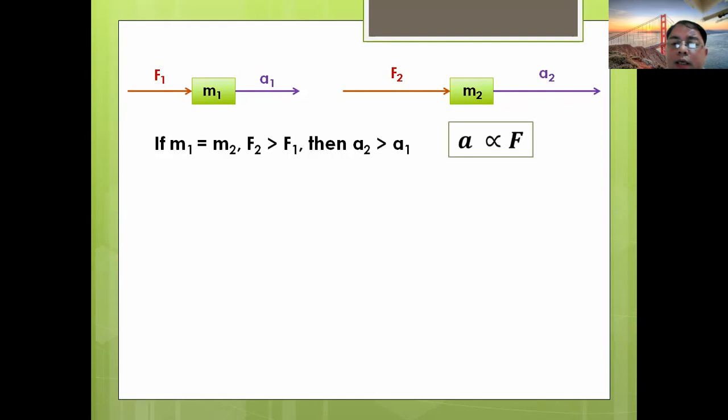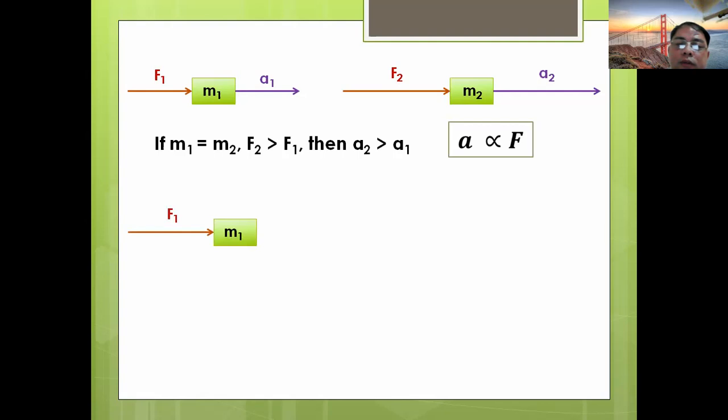So maybe we can say that acceleration and force are directly proportional to one another. So if you want to increase the acceleration, then maybe you can increase also the force that you apply on a given body, or what we call the net external force.